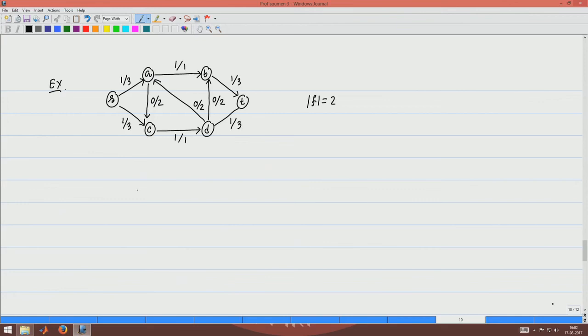So, to check that, what we can do is, this is an arbitrary flow, say for example, and we can compute the residual network with respect to this flow, right. So, let us draw the residual network of this network with respect to the given flow.